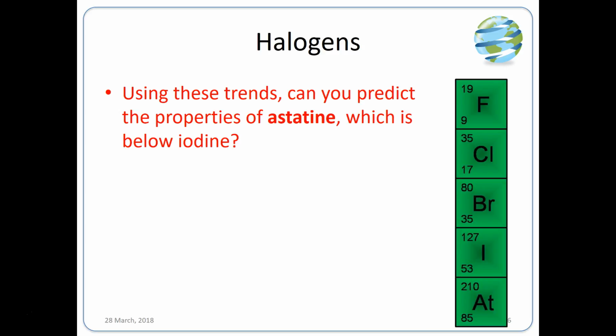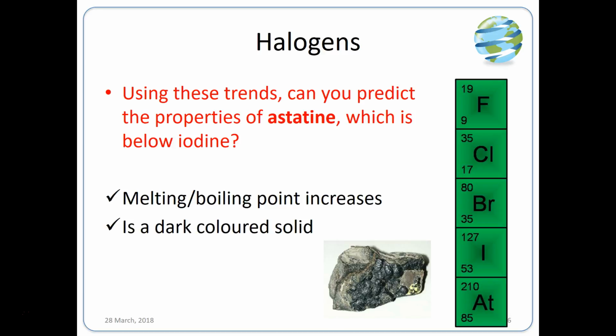Now you could be asked to predict the trend, so use this trend to predict the properties of another element below iodine, and in this case that would be astatine. So, as we know, the melting and boiling points are increasing, they're becoming more dense, and they're becoming darker. So we would therefore expect this to continue. We would expect astatine to be solid, to have a higher melting and boiling point than iodine, and indeed for the colour to be darker, which is the case. You can see from the diagram here.